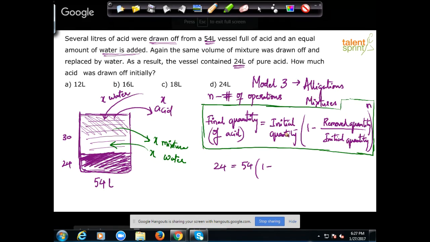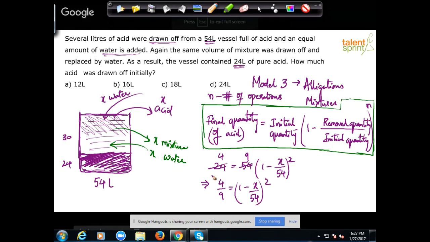Now that's what we have to work on, right? How much of acid was drawn off initially? Let's assume we have removed x, right? X of acid was removed. X liters of acid divided by initial quantity, 54 whole to the power of 2. Solve this for x and you get your answer. So just one step. What you have to remember is the formula. Now simplify this. What do we get? This is like 6 into 4 and 6 into 9, right? So 4 by 9 equals to 1 minus x by 54 whole square.